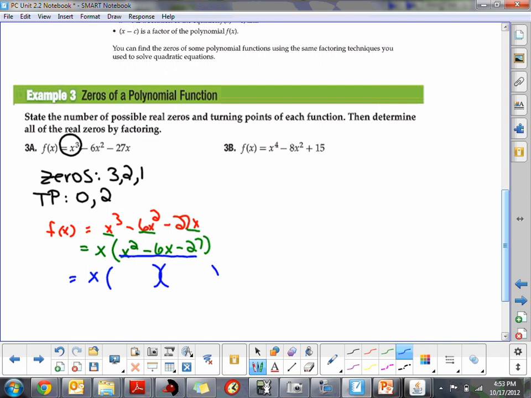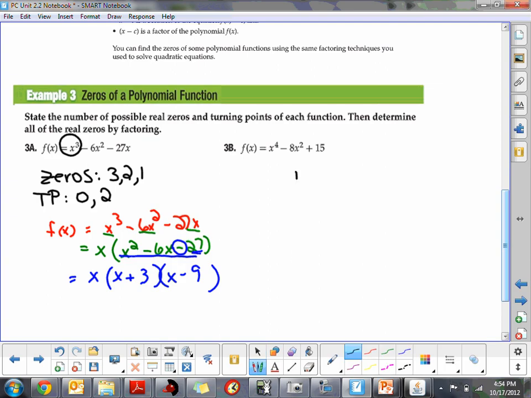So don't forget your monomial factor of x. Now we factor into 2 binomials. x squared is x times x. If this sign is negative, then we know that these have to be opposite signs. And if they're opposite signs, we're always going to use subtraction. So what numbers can we multiply together to get 27 and subtract to get 6? And that is 9 and 3. So if this is our factorization, we want to find the zeros of the function.